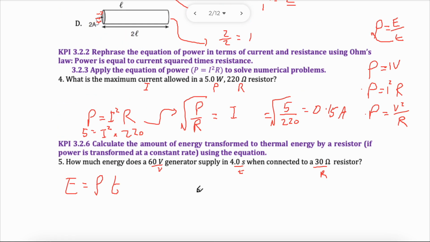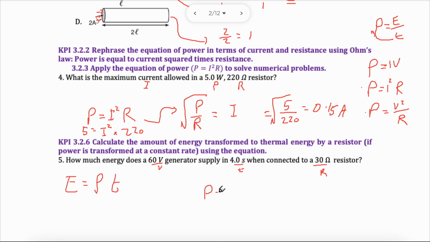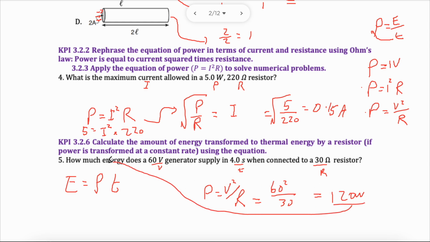I can first do P equals V squared over R. 60 squared, I'm going to divide that by 30. And then you can just times it by 4 at the end, but I'm separating it out. I'm finding the power now. 60 squared divided by 30, I should get 120 watts. That will help me. So this is my power that I'm going to use right here.